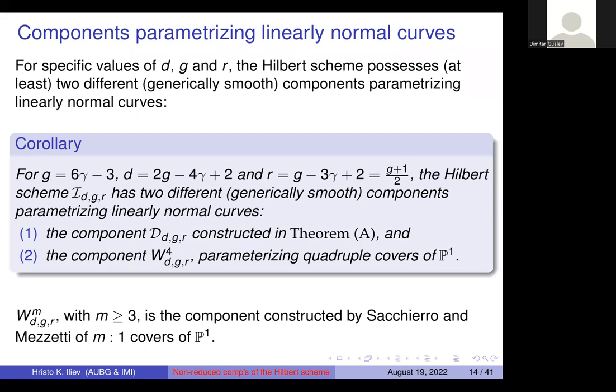Okay, so one of these components is the component of quadruple covers that is obtained by Sahara and Mazzetti, and the other one is our component. I just want to mention that in this case, the denominator number is negative. So there are some other modified Severi conjectures that need additional work. So this corollary is not a contradiction to that.